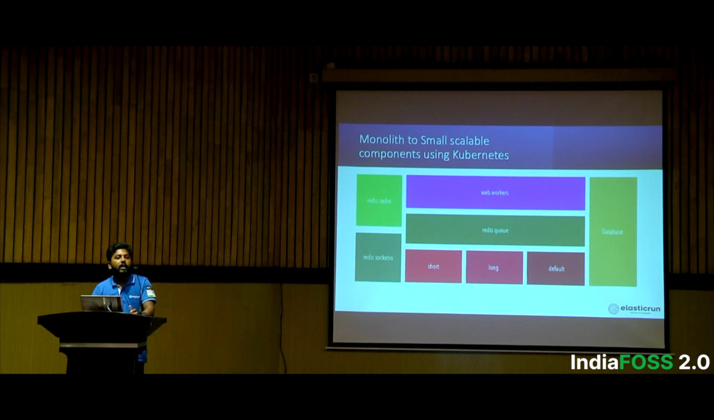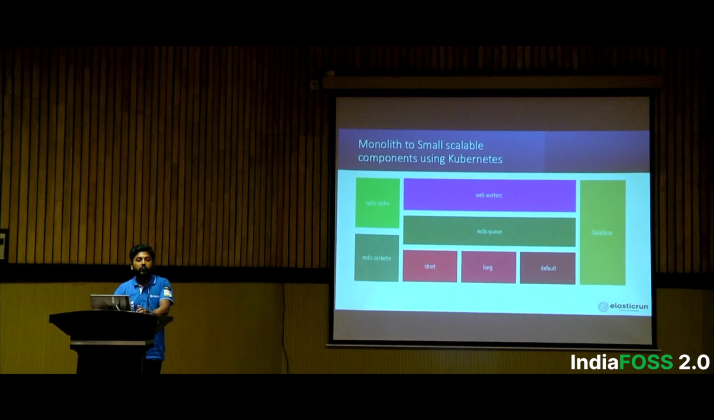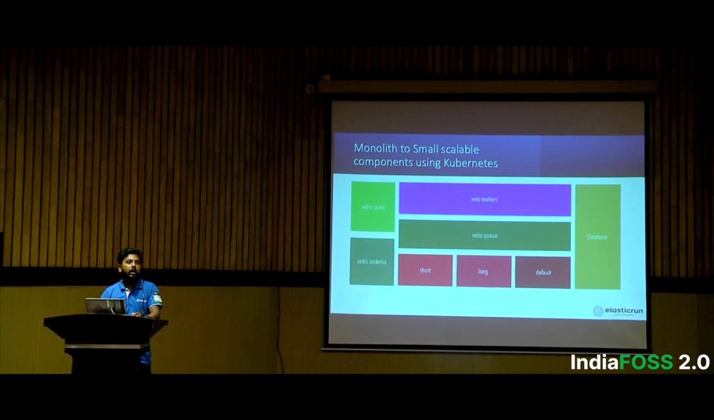So another way FOSS helped us is to scale using Kubernetes. Initially, we were deploying Frappe as a monolith. So we had to break this monolith, and Kubernetes helped us in containerizing Frappe components. With the help of Kubernetes, we were able to break the monolith into multiple components and scale each component independently based on each requirement.